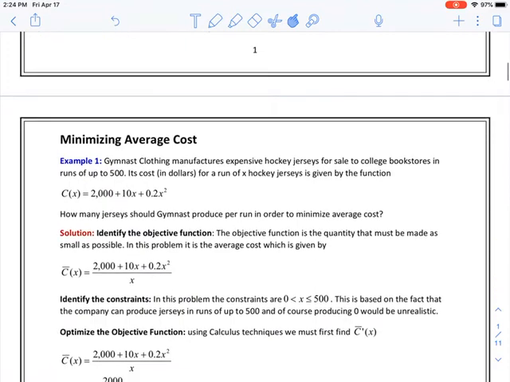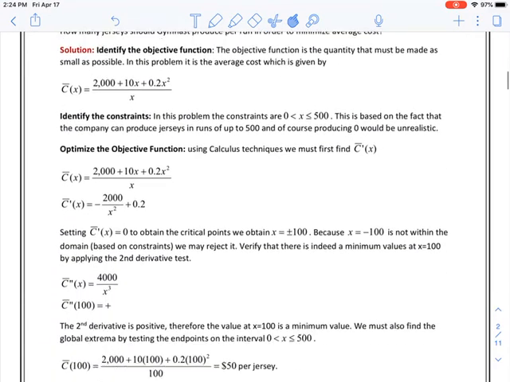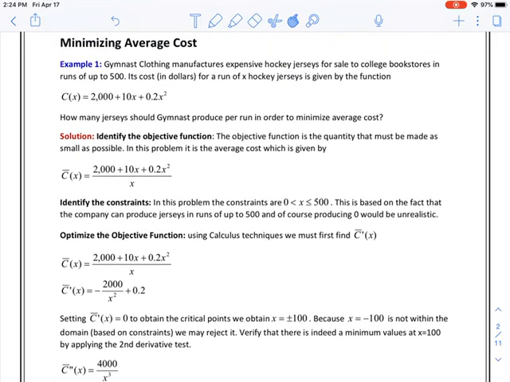So looking at the first word problem, let's just go through the steps here. For minimizing average cost. Gymnast clothing manufactures expensive hockey jerseys for sale to college bookstores in runs of up to 500. The cost in dollars for a run of x hockey jerseys is given by the function. So x is the quantity, the number of hockey jerseys. And so what we are given is a cost function, all right?